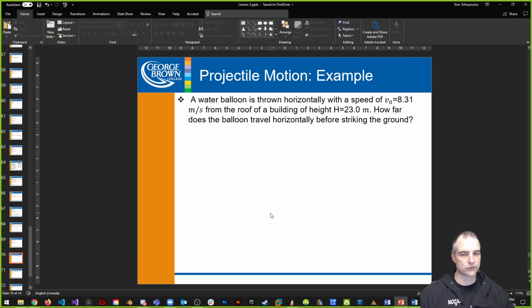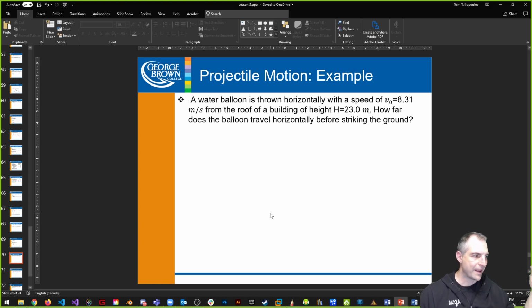A water balloon is thrown horizontally with an initial speed of v naught, 8.31 meters per second, from the roof of a building of a height of 23 meters. How far does the balloon travel horizontally before striking the ground?